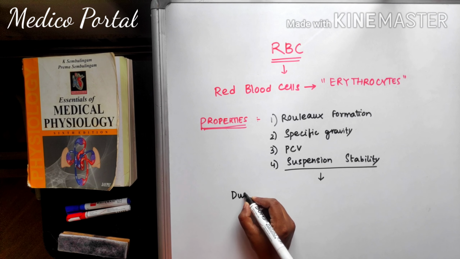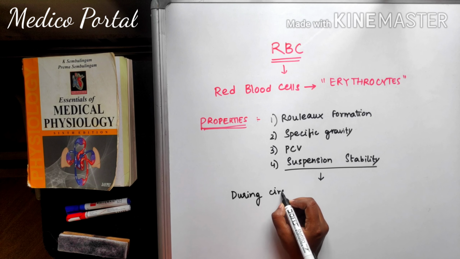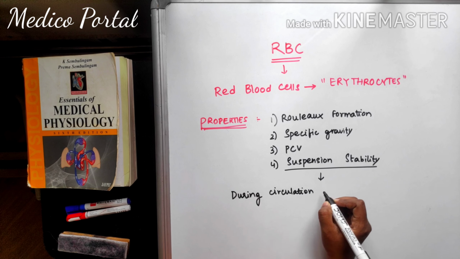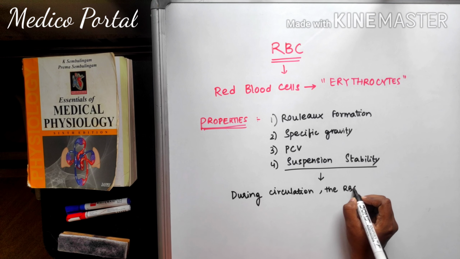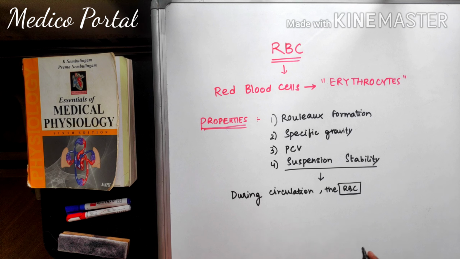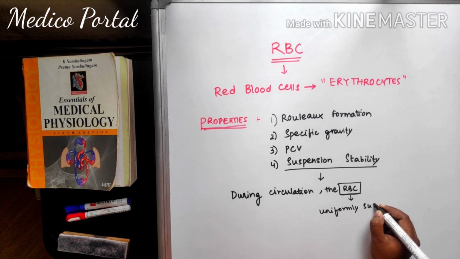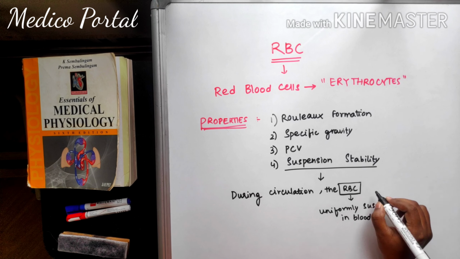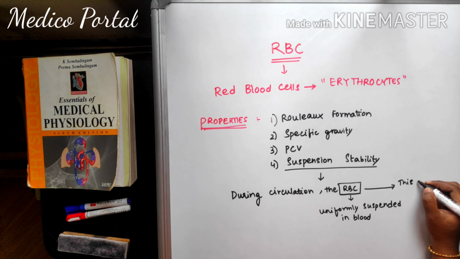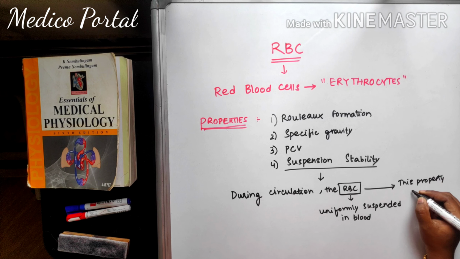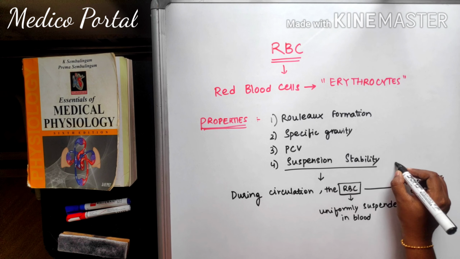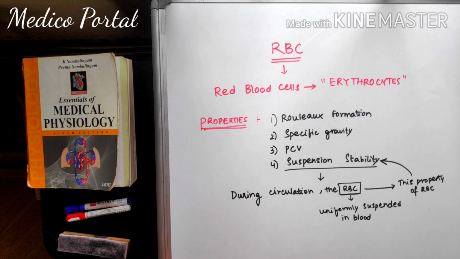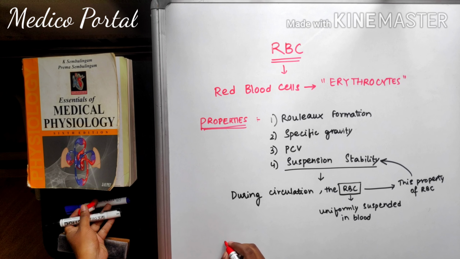Coming to the fourth point, nothing but suspension stability. During the circulation of the blood, the RBCs in the blood are uniformly suspended. That means they are present in equal amounts all through the surface in circulation. This is an important property of the RBCs. This property of being uniformly distributed is called suspension stability.